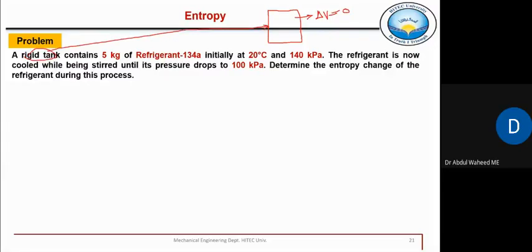So a rigid tank contains 5 kilograms of refrigerant 134A. The substance placed inside this tank is R134A, a type of refrigerant, initially at 20 degrees Celsius and 140 kilopascal. So the initial temperature is T1 and the initial pressure is P1.